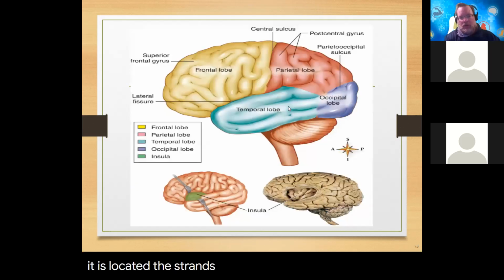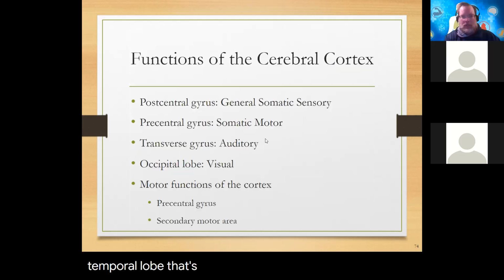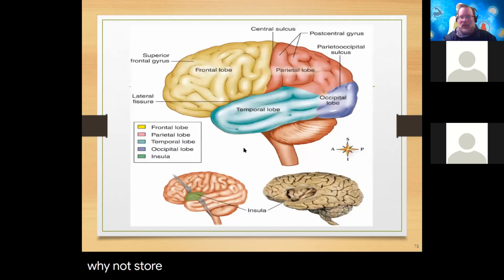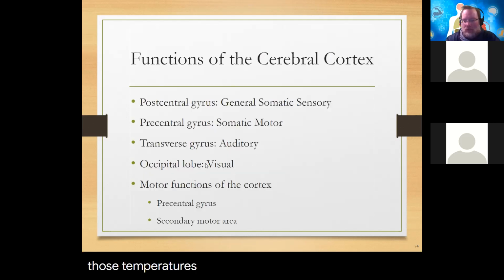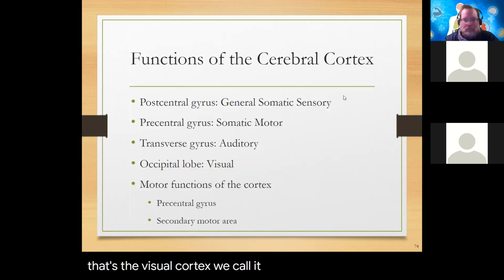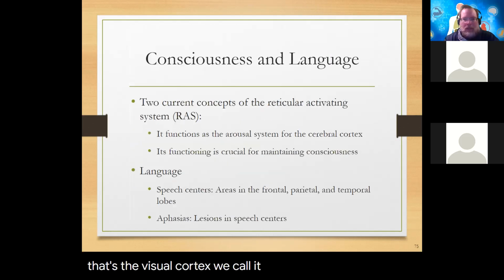This transverse gyrus over toward the temporal lobe, that's where we're going to see our auditory information, and that makes sense. The ears are here, so why not store a lot of our auditory information in the temporal lobes? And then we go to the occipital lobe, and that's where our visual memories are going to be stored. That's the visual cortex, we call it.